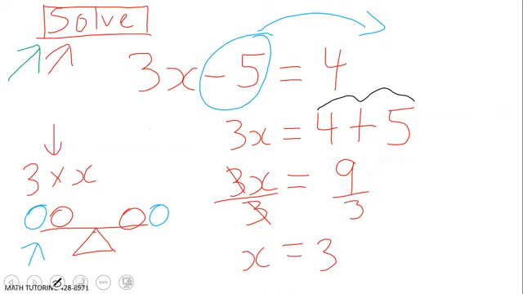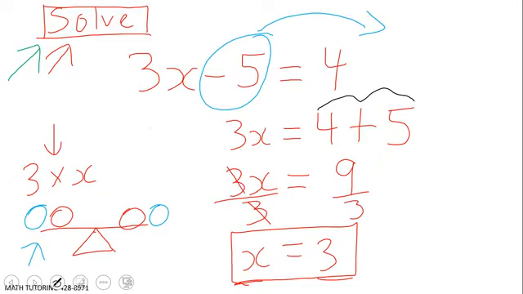So are we done? Think about it. Really think about it. Are we finished? Are we complete? Is x isolated? Is x by itself? And indeed, x is by itself. X is isolated. X is on one side and everything else is on the other side. Therefore, we are done. We have solved the equation.